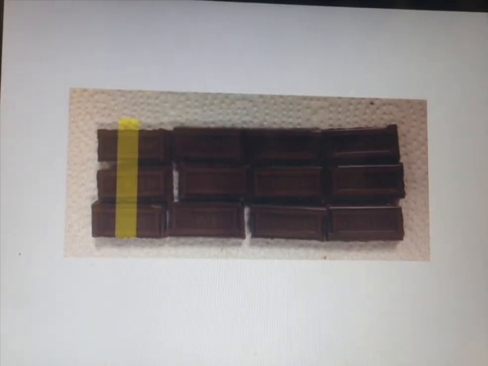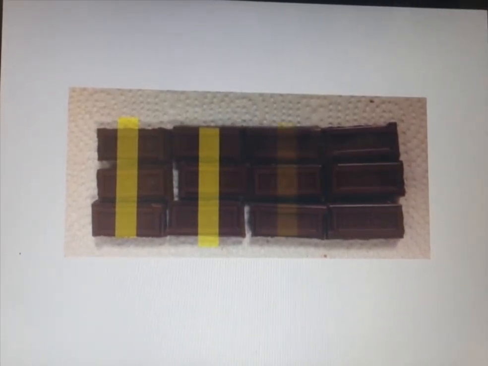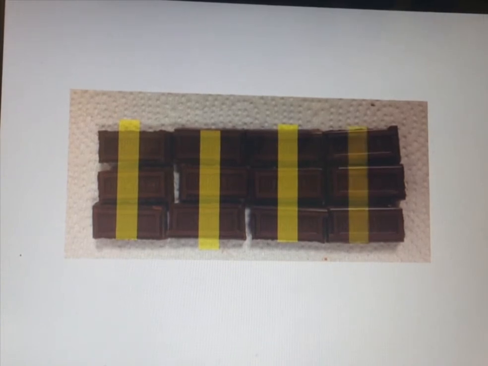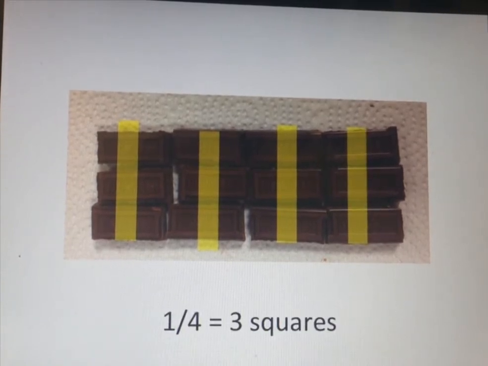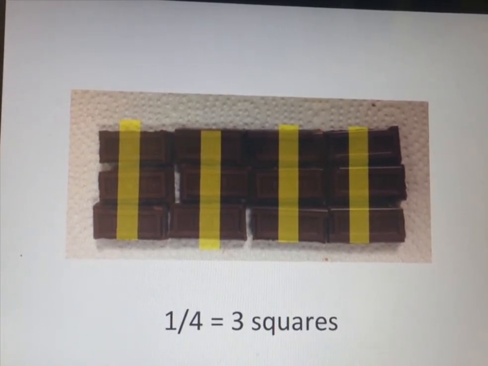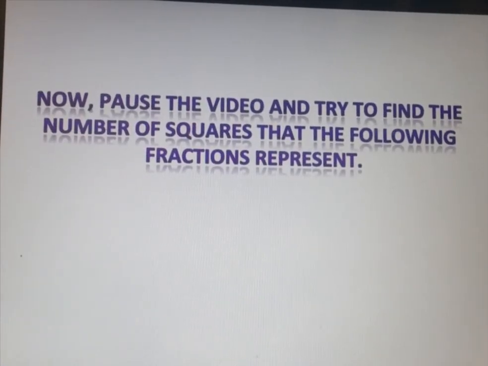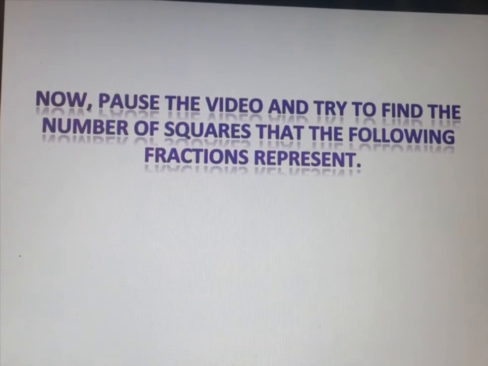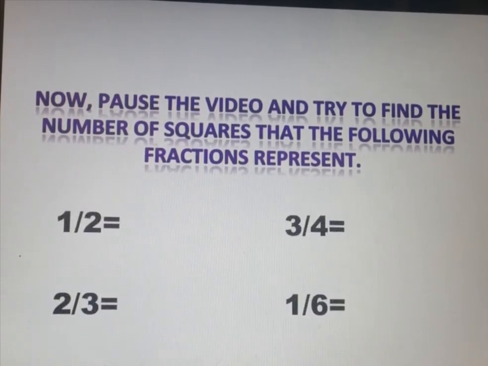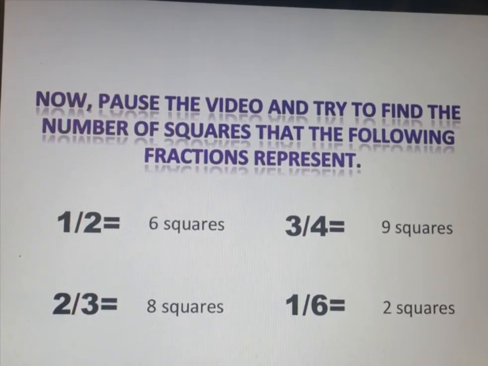If you take the same chocolate bar and break it up into 4 equal pieces, each piece has 3 squares in it. This means that 1/4 of the bar equals 3 squares. Now pause the video and try to find the number of squares that the following fractions represent. If you got these answers, then you're correct.